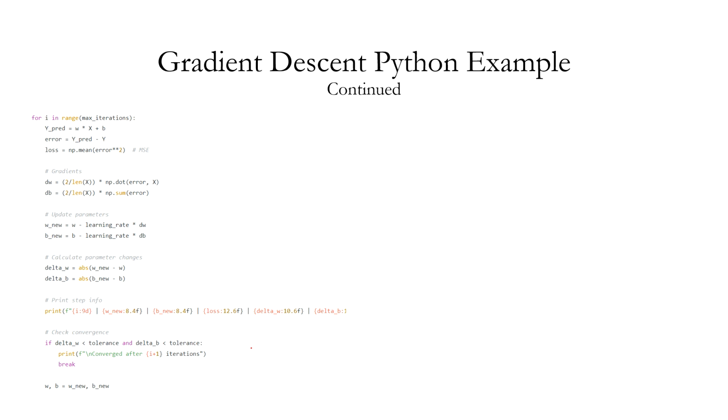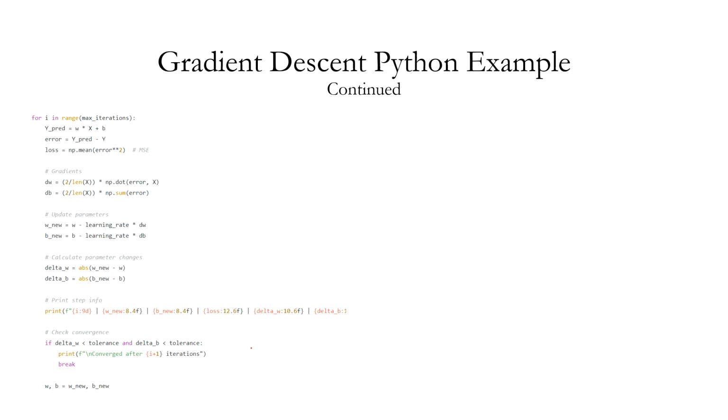So here's the code. You can see that it's basically a loop, okay? And then we've got wx plus b. The error is y predicted minus y, right? Y predicted meaning y hat. The loss is np.mean of the error squared. Remember the MSE for the regression. And then the gradients are 2 divided by the length of x times np.dot of error and x. That's for dw. We saw that earlier. And then db is 2 divided by the length of x times np.sum of error. And we saw that earlier as well in mathematical form.